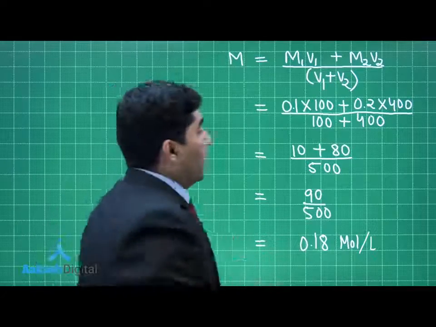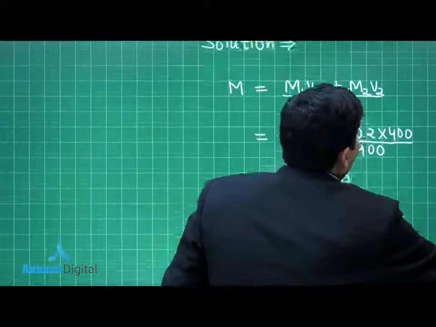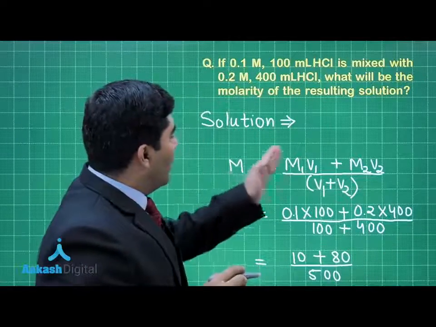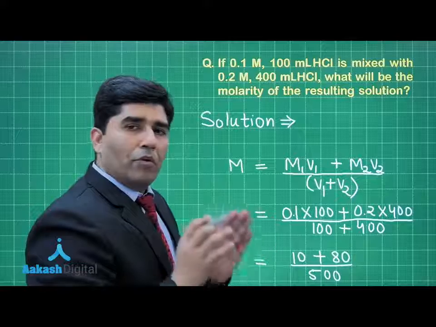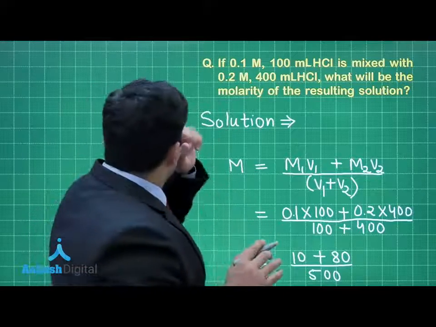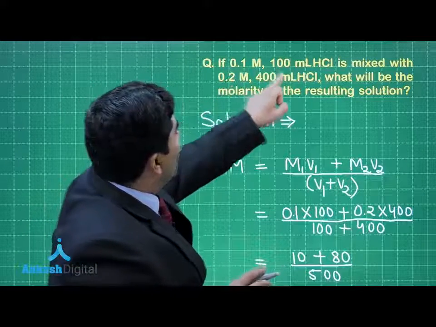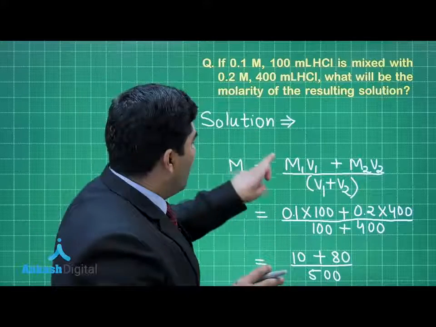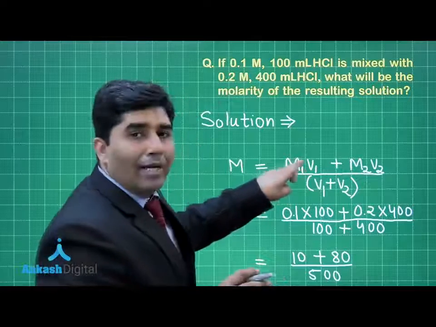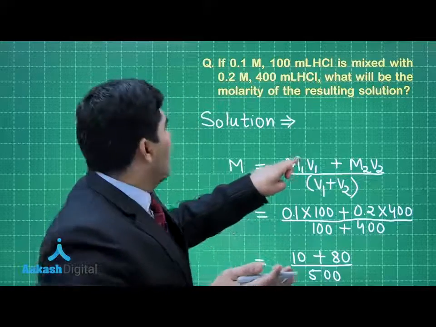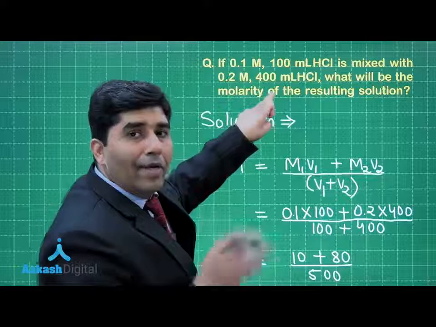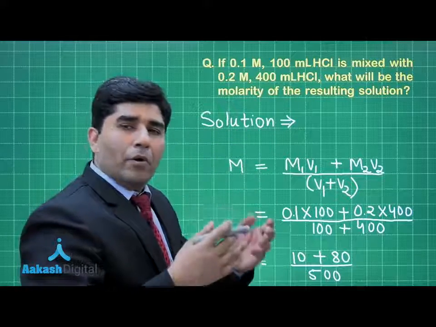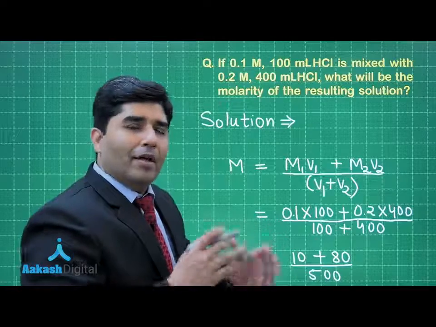One more thing I want to tell you: we know that if we multiply molarity with volume, it gives us the number of moles, right? But in this case, molarity is given, but the volume is given in milliliters. So that's why if you multiply by the volume, you will get the number of millimoles, because the volume is given in milliliters. If the volume is given in liters, then we will get the number of moles, right? Let's move ahead.